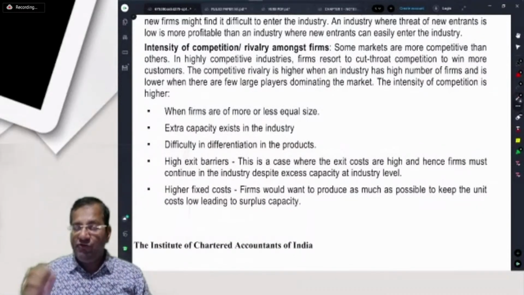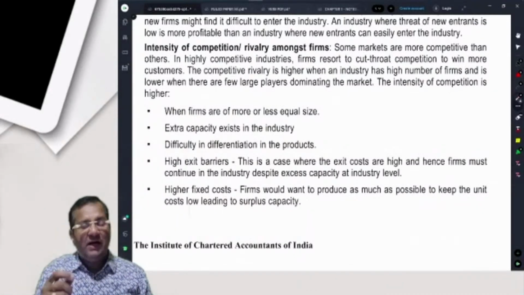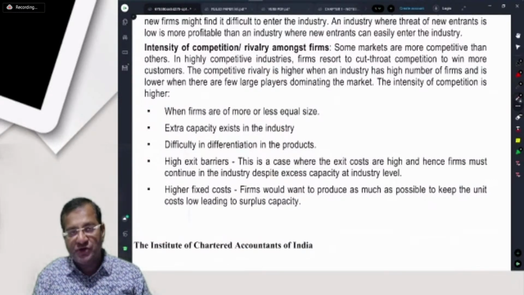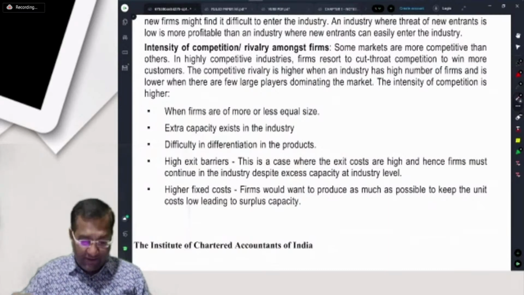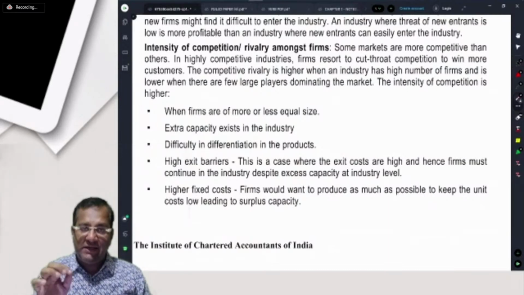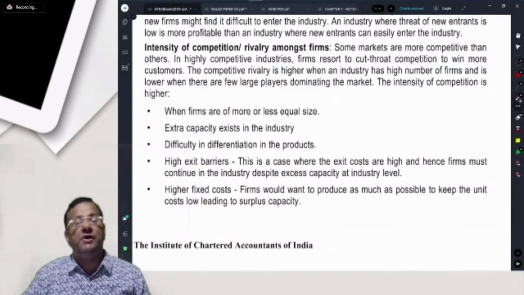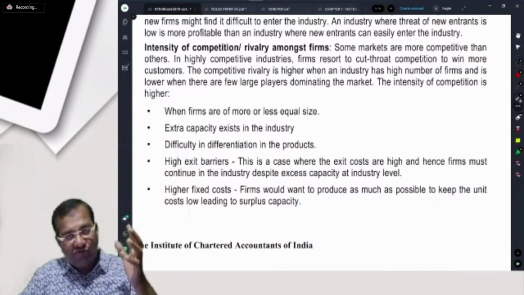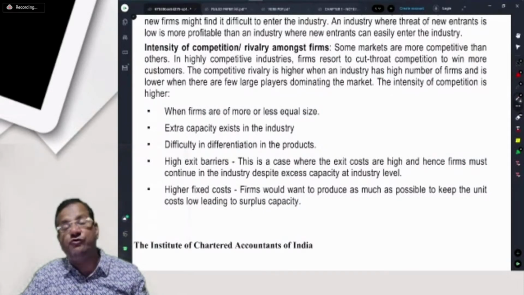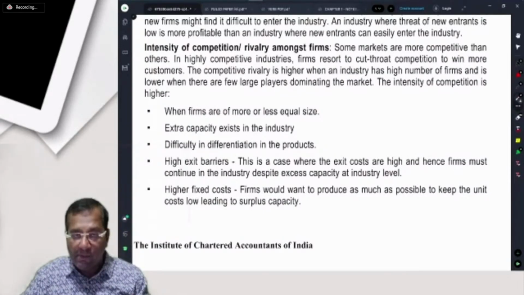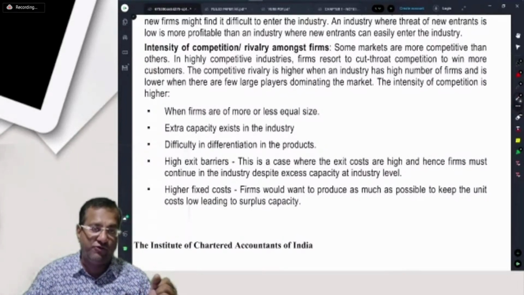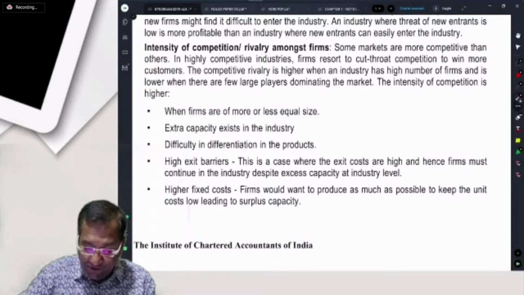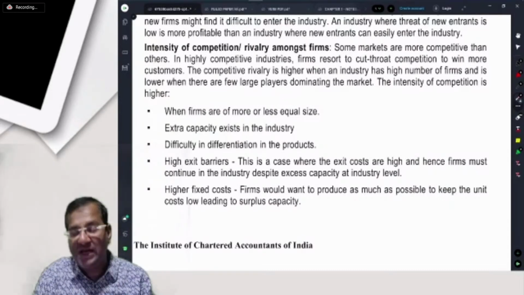It means if one company reduces the price of its product, other companies have no option but to reduce their price. Then we can say the intensity of competition rivalry among the firms is on the higher side. It means survival in such an industry is very tough for a new company that wants to enter. Competition is desirable, but what is required? Intensity of competition, rivalry among firms.